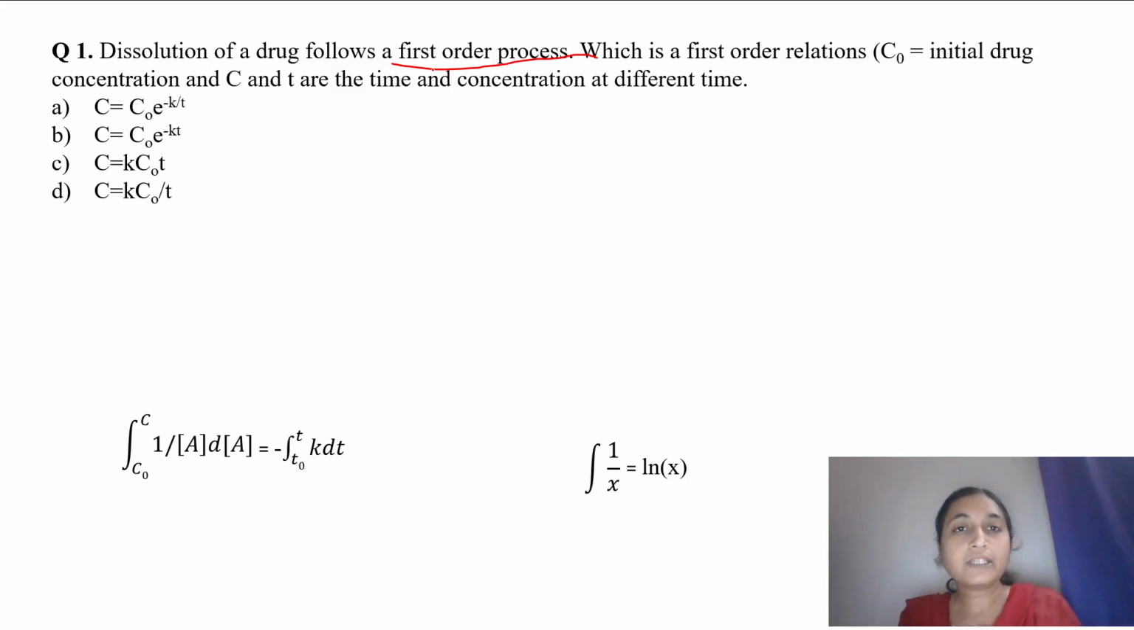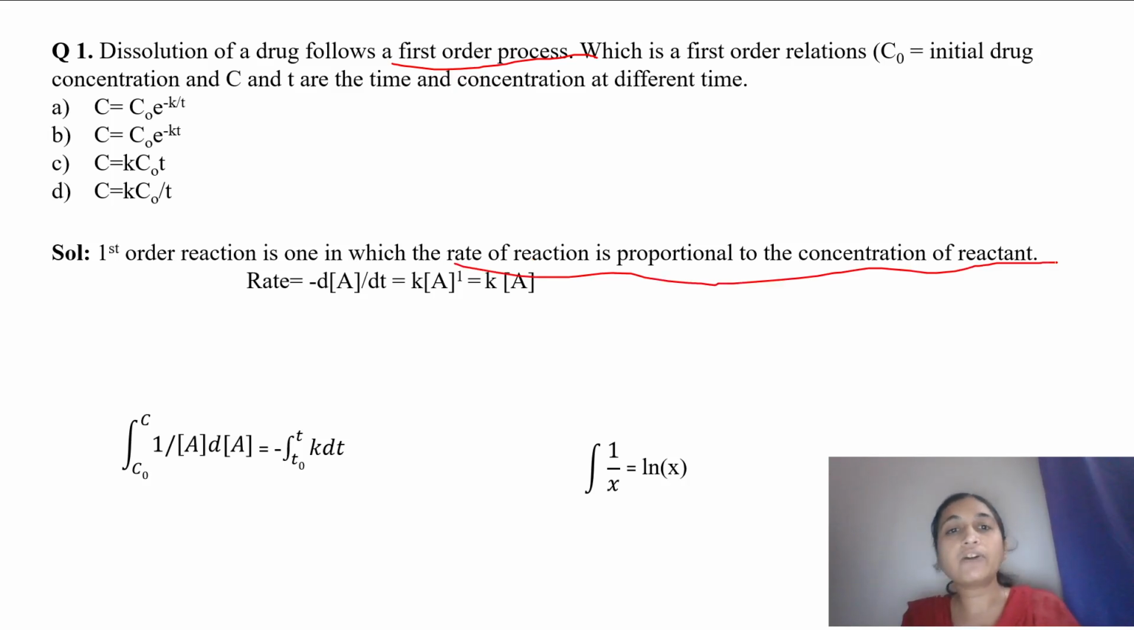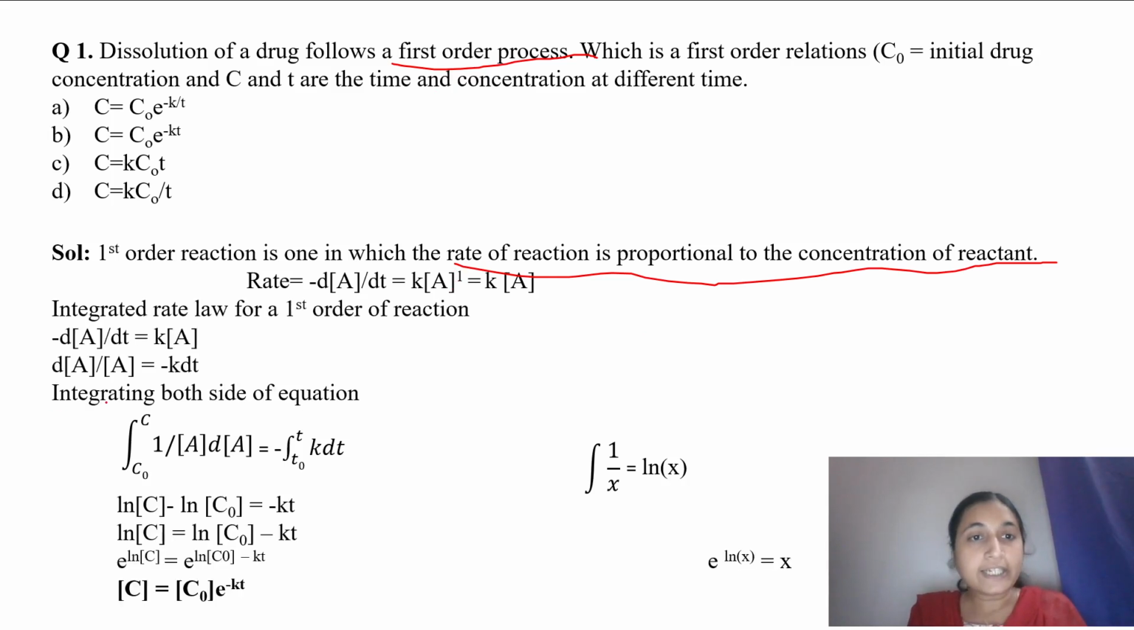So first we will see the first order reaction. A first order reaction is one in which the rate of reaction is proportional to the concentration of the reactant. So minus dA upon dt equals Ka, and for the first order reaction the power will be 1. So the integrated rate law for first order reaction: dA upon A equals minus K dt.